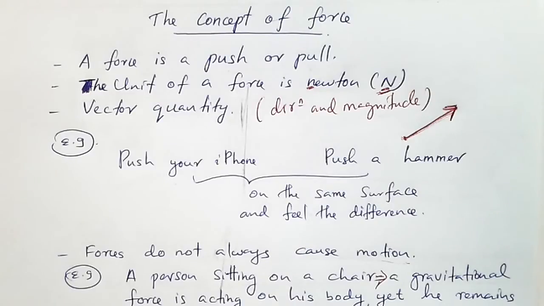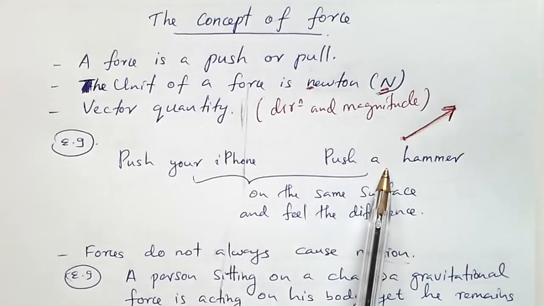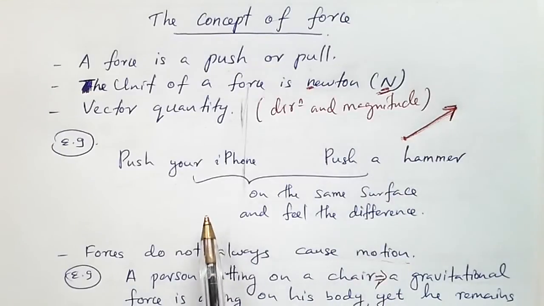Now let's imagine two situations where two objects are pushed on the same surface by the same person. So let's assume pushing an iPhone as well as a hammer. He will realize he needs more force to push a hammer than to push his iPhone. If he uses the same surface, he will realize he actually needs more force to push a hammer than to push his iPhone.